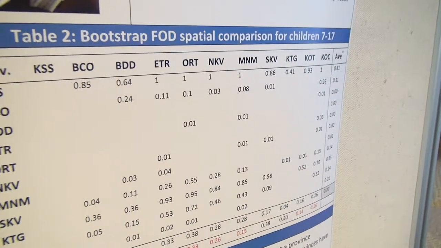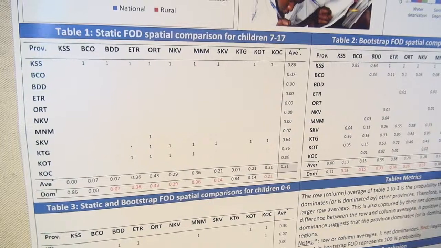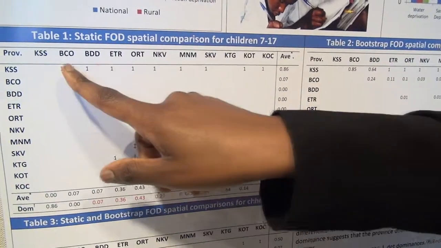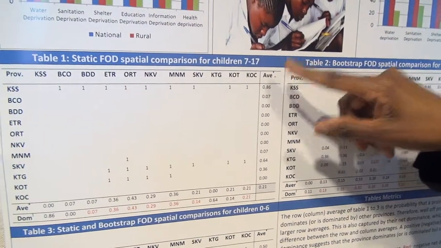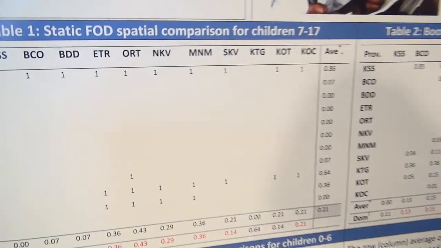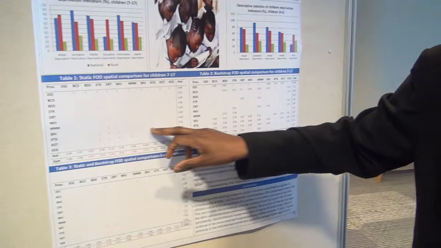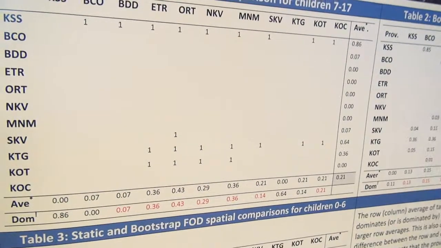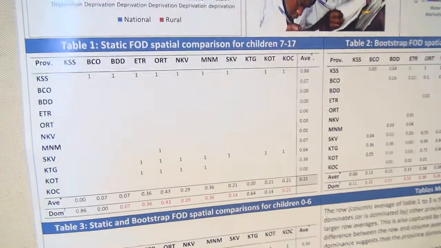So looking at tables 1 and 2, we can see that the province of Kinshasa, which is also the capital city, dominates almost all of the provinces. Based on that, we classify it as being better off. The second best performer is Katanga, which is a province in the southern tip of Congo. It is a mineral province.